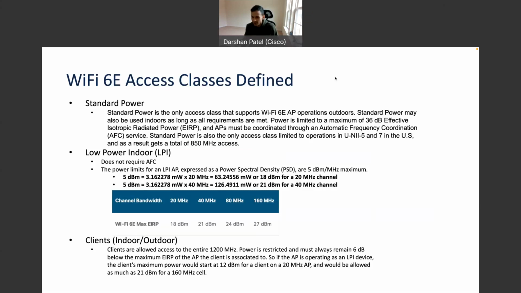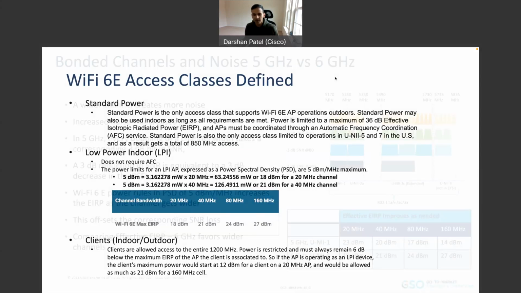Because we thought that if we continue to increase our channel width, it reduces our SNR by 3 dB. Everything from 20 to 40 reduces by 3 dB. From 40 to 80, it reduces by 3 dB. But that's true for 5 gigahertz. It's not true when we talk about 6E. It actually increases and is beneficial. So let's talk about how it works, right?